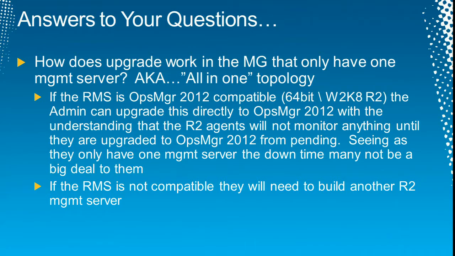How do you upgrade? I would say there are two answers to this question. If your all-in-one install meets the requirements, so it's Server 2008 R2 already, you could go ahead and run the upgrade from here. The problem is that your agents are still R2 at this point. When you upgrade that RMS fully up to OM12, the agents will stop reporting because they're not going to understand the management pack schema being sent down to them. But those agents will still show up in pending management, where you can approve them, they'll get upgraded, and then they will light back up and work.